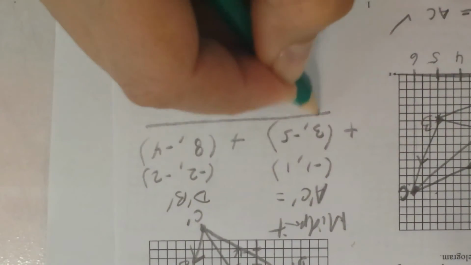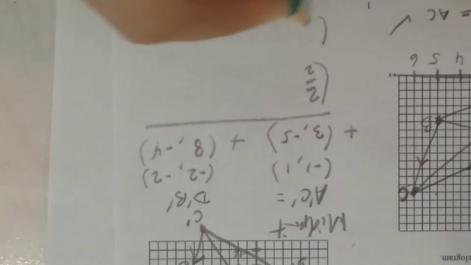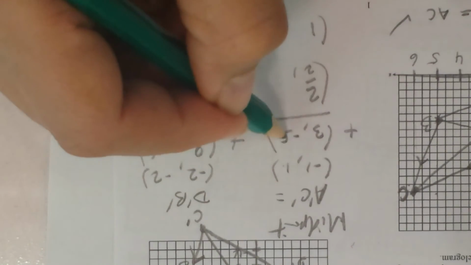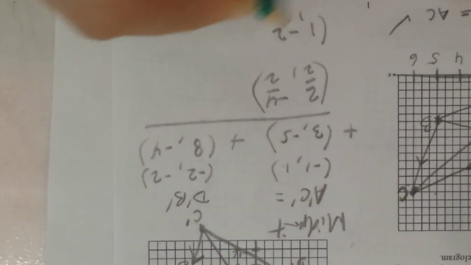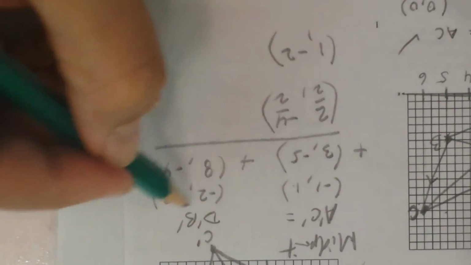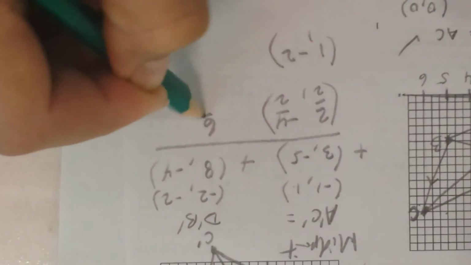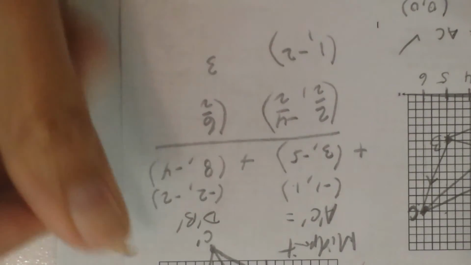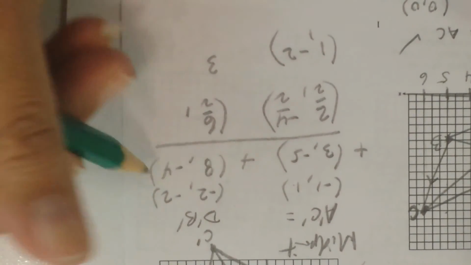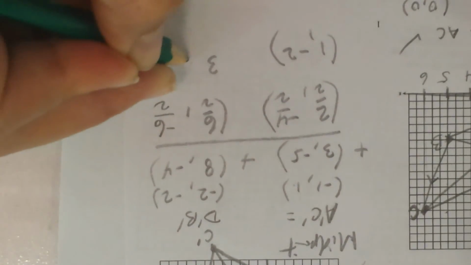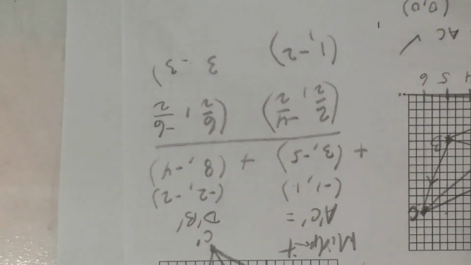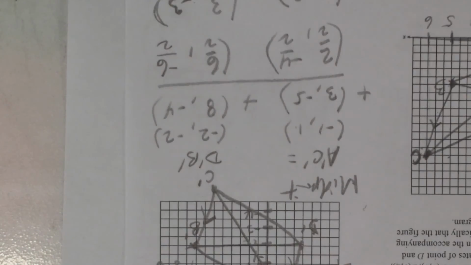So that's going to be 2 divided by 2. It's going to be 1. 1 plus -5 is -4 divided by 2. It's going to be -2. Then 6 divided by 2 is going to be 3. -2 plus -4 is going to be -6 divided by 2 is -3. All right, that was the bell. I'm going to have to come back to this question.